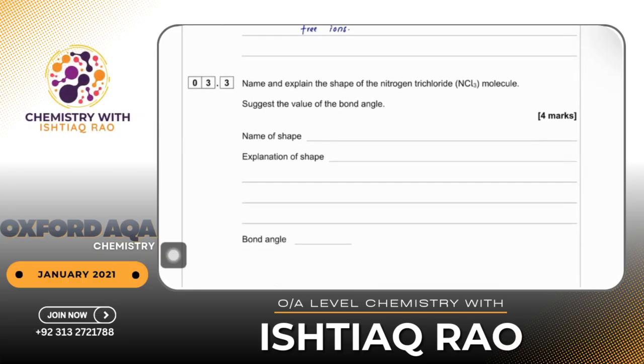Name and explain the shape of nitrogen trichloride. Suggest the value of the bond angle. Nitrogen trichloride, so nitrogen and three chlorines. Nitrogen is group 5 and chlorine is group 7. So it will have one lone pair of electrons. Nitrogen has one lone pair, yes, and three bond pairs. One lone pair and three bond pairs.